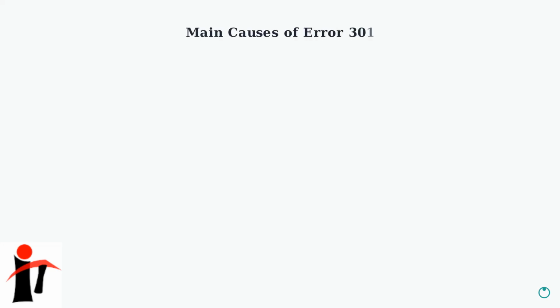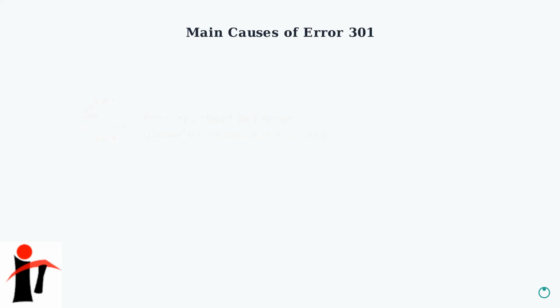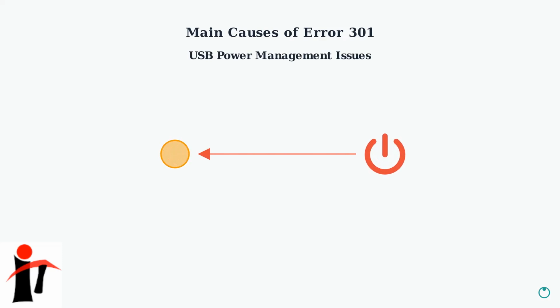There are 5 main causes of Error 301. First, outdated or incompatible graphics drivers can prevent proper communication between SteamVR and your GPU. Second, Windows power-saving features can interfere with VR headset communication through USB ports. The system may put USB ports to sleep, breaking the connection to your headset.